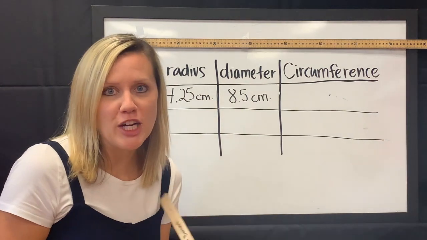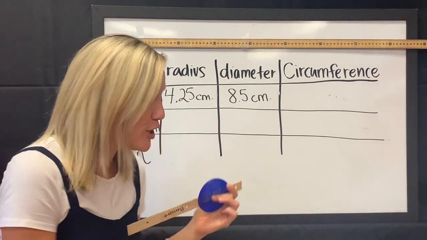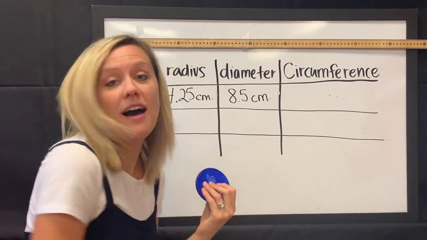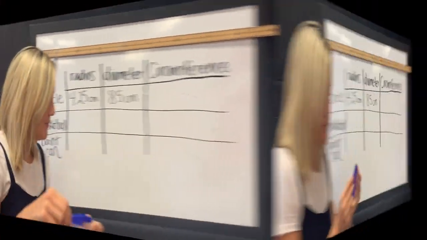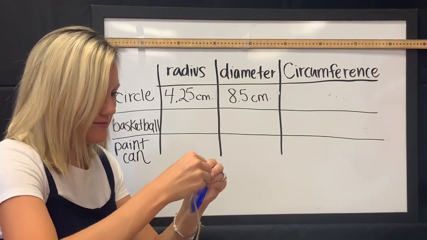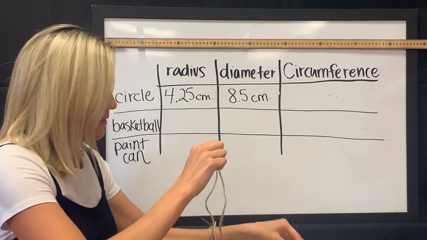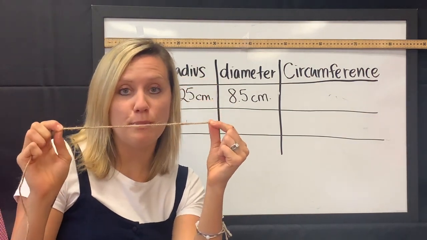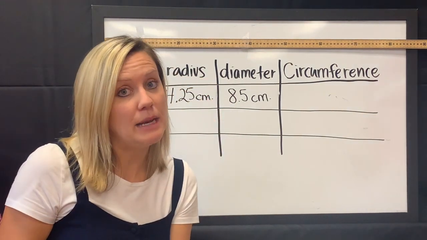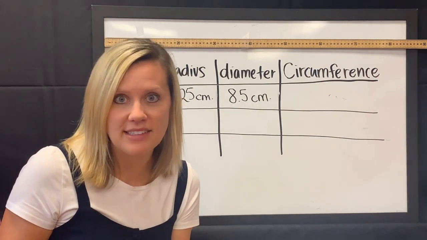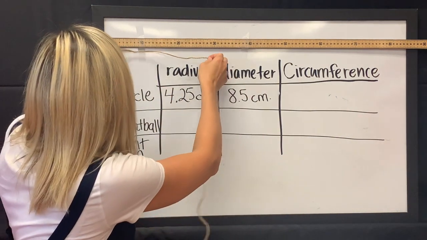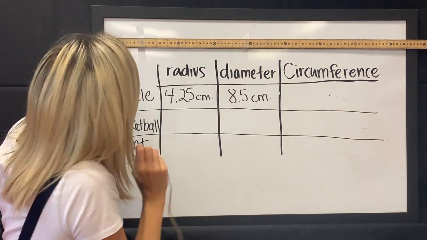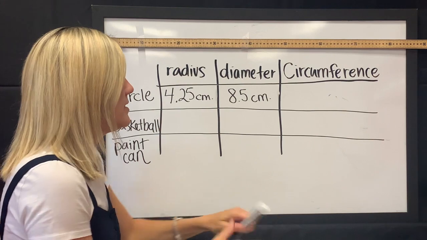Okay, now I'm going to try and measure the circumference of this blue circle. So instead of my ruler wrapping all around, I'm going to use a piece of string. Okay, this is about how long it is to go all the way around the blue circle. And I'm going to keep with centimeters because that's what I did the radius and diameter with. So this piece of string is about 29 centimeters.